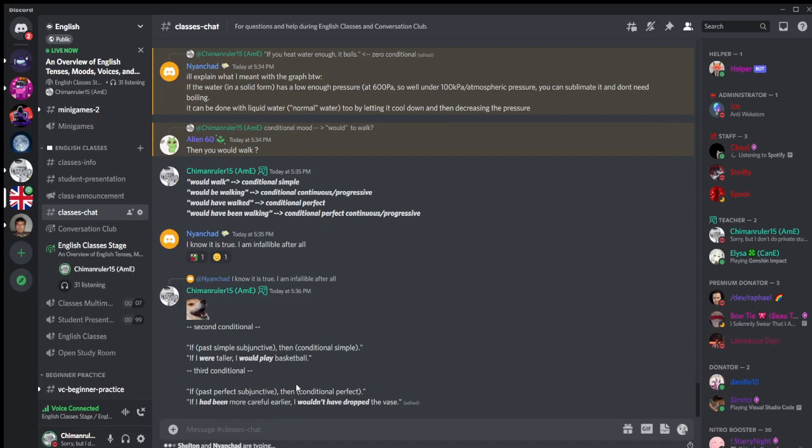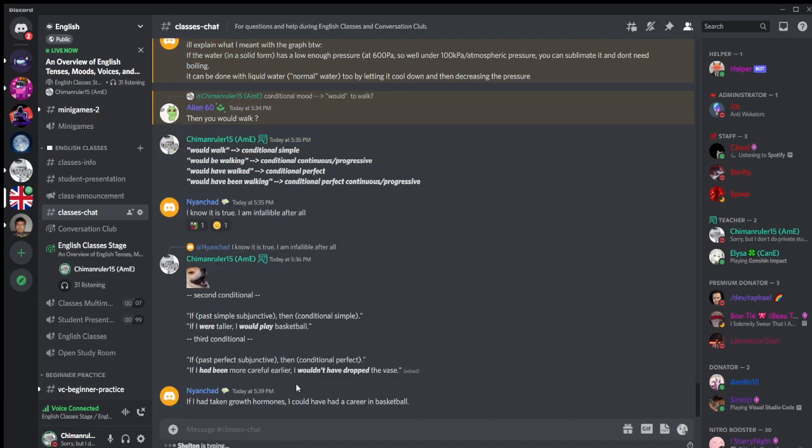Okay, so if past perfect subjunctive, then conditional perfect. So that is the formula for the third conditional. So if I had been more careful earlier, so that's the past perfect subjunctive, had been, which is the same as the past perfect indicative in form, if you remember, then conditional perfect. I wouldn't have dropped the vase. So wouldn't have dropped is the conditional perfect. If I had been more careful earlier, I wouldn't have dropped the vase. If past perfect subjunctive, then conditional perfect. So here we have an imaginary scenario taking place entirely within the past.